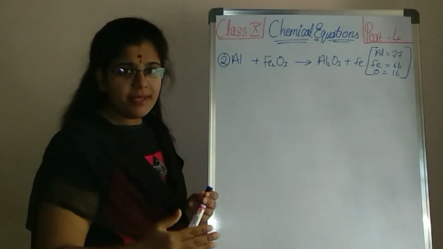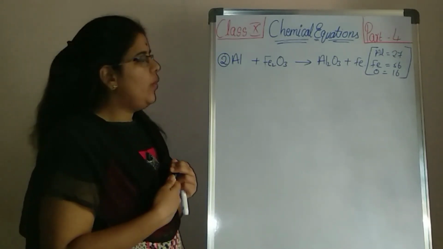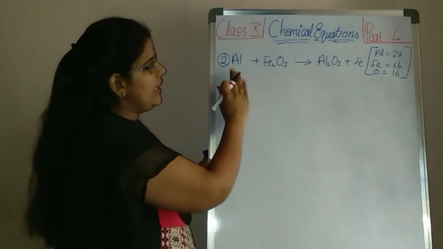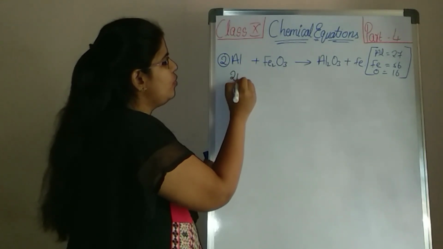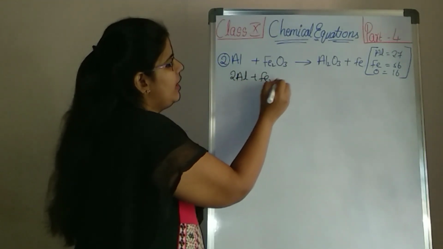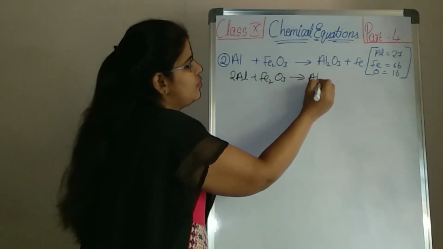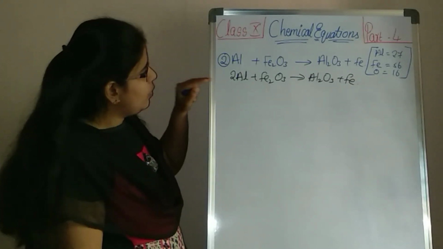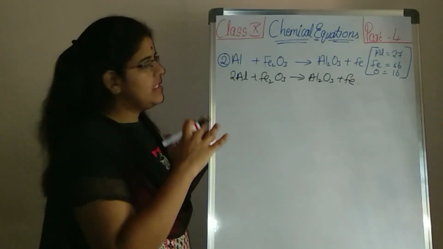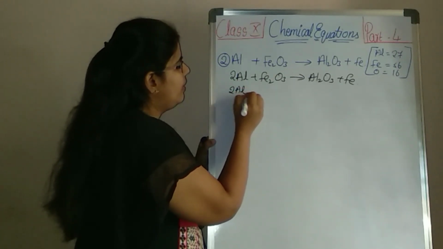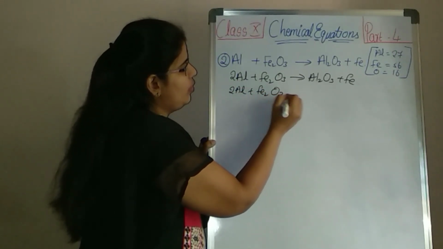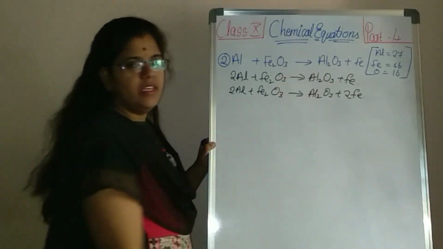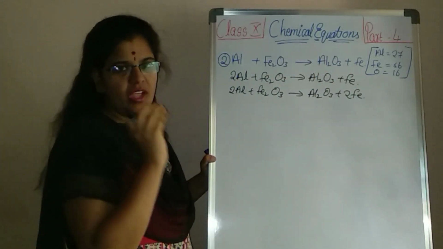So 2 elements are not balanced. First let us balance them, and next we have to calculate the weight. Al plus Fe2O3 gives rise to Al2O3. Let us first balance the aluminium. So 2Al plus Fe2O3 gives rise to Al2O3 plus Fe. Now aluminium is balanced. Next we have to balance the iron. So 2Al plus Fe2O3 gives rise to Al2O3 plus 2Fe. Now the full equation is balanced. All the elements are balanced.